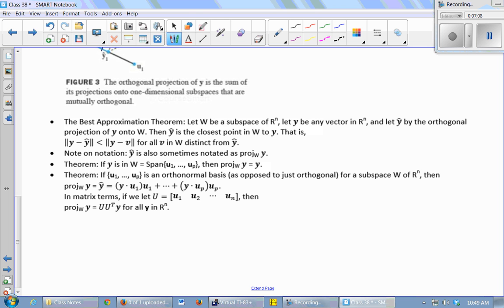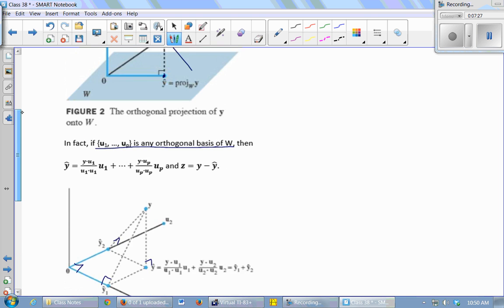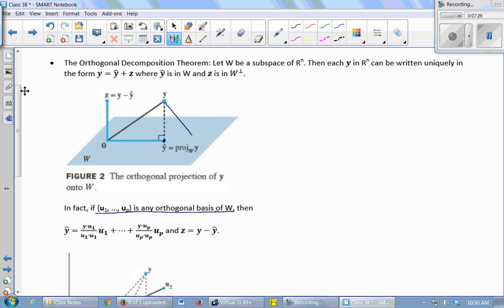And then quick note on notation, Y hat is also sometimes notated as the projection of Y onto W, proj sub W Y. Okay, and then basically, if Y hat is the closest you can get to Y by being in W, if Y were already in W, what would Y hat be? Y itself, right? If Y were already in W, then Y hat would be Y. The closest you could get to Y would be Y itself.